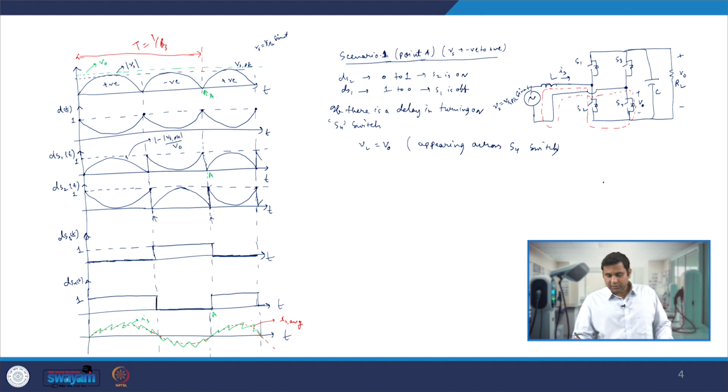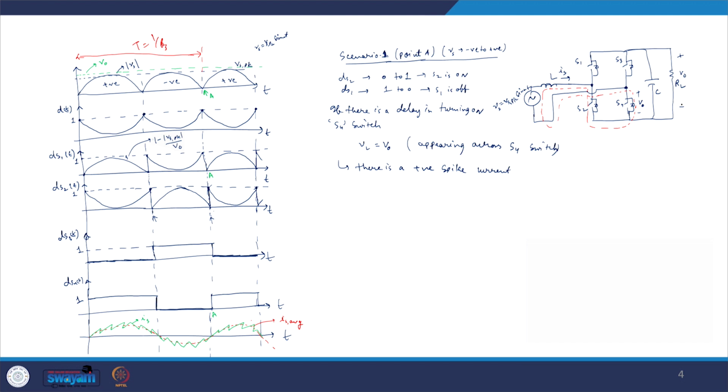Now during this time, since there is a positive voltage applied across the inductor, there is a sudden positive spike current, because this voltage value will be very high. Generally if it is 400 volt, assume this is 400 volt, so the entire 400 volt will come over here, and then you will see a sudden high slope in the inductor current, and that is when it constitutes a positive spike current.